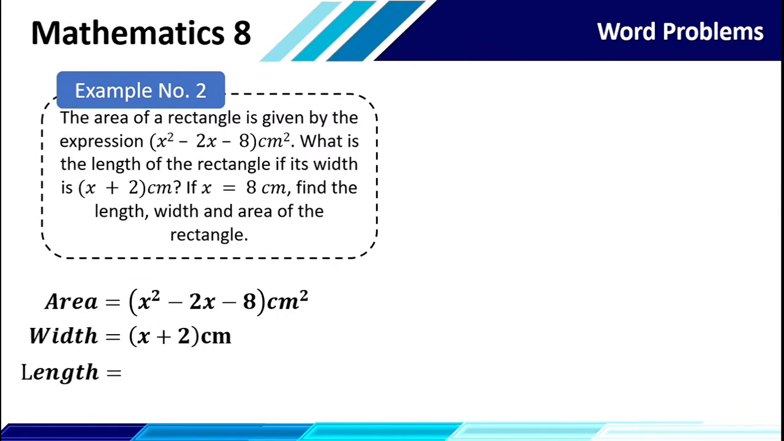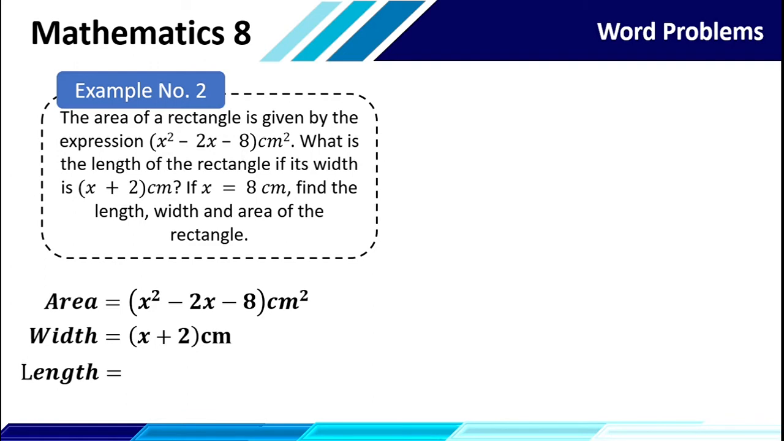Let's have example number 2. The area of a rectangle is given by the expression x squared minus 2x minus 8 centimeters squared. What is the length of the rectangle if its width is x plus 2 centimeters? If x is equal to 8 centimeters, find the length, width, and area of the rectangle.